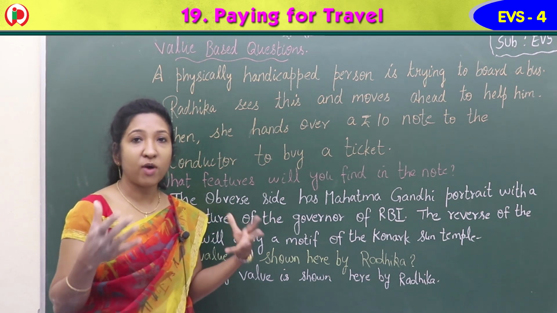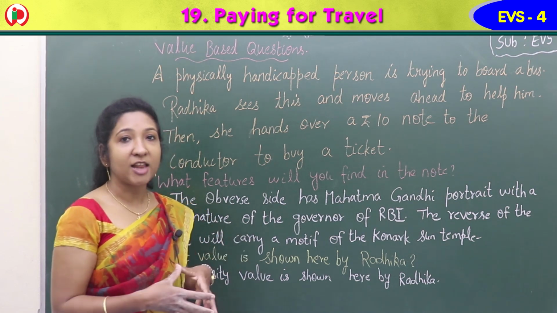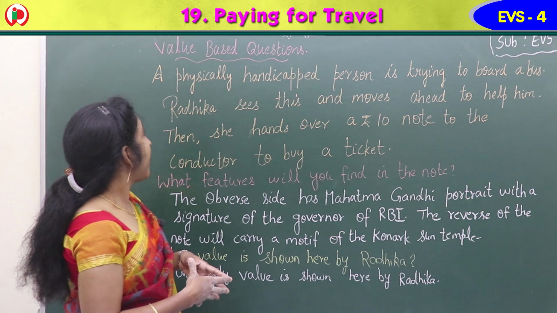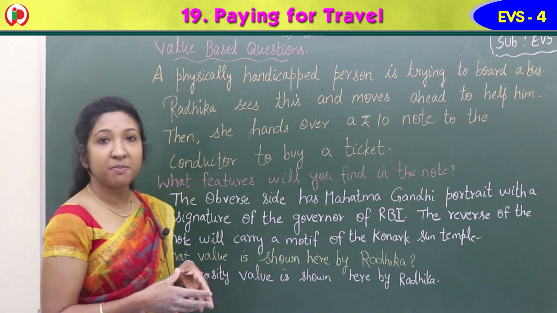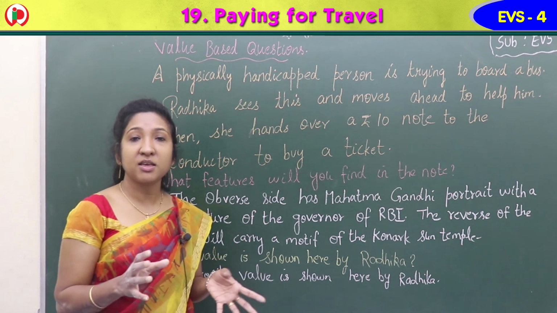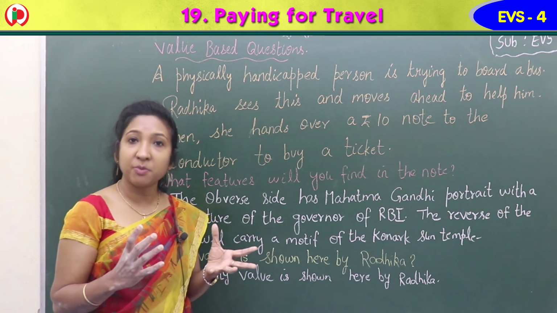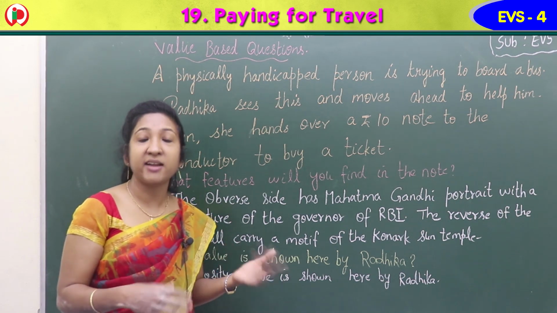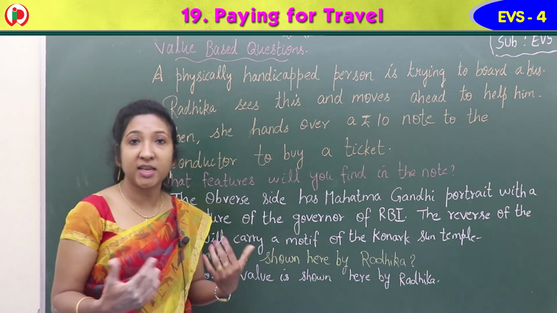Yes, so what value did you learn from this lesson? Or let us see the value-based question. A physically handicapped person is trying to board a bus. A poor physically handicapped person, he is not normal like other people. He has some problem, maybe in the leg or hand. Physically handicapped person, some problem in the body.